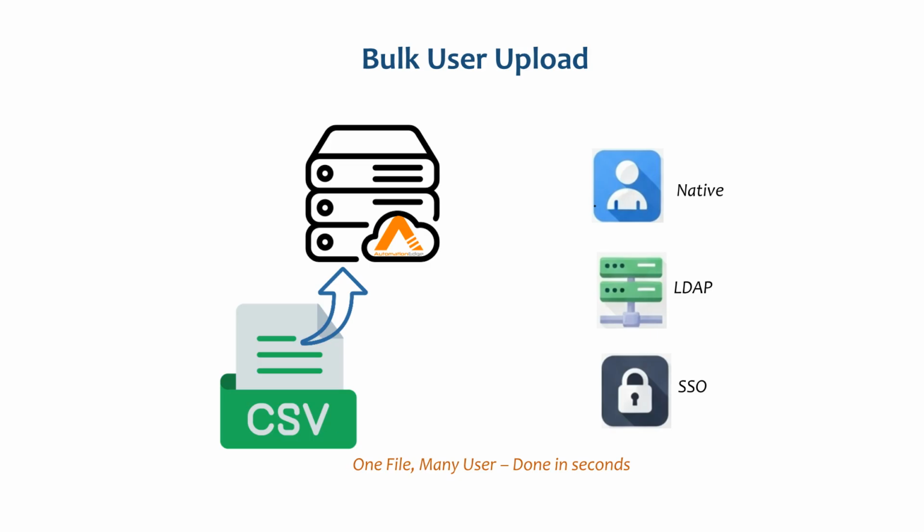Here's a quick overview of the process. Once logged into the AutomationEdge server, go to the user list page, open the Upload Users option, select the user type, download and fill the sample template with user details, and then upload it back to the system. So let's do this activity.